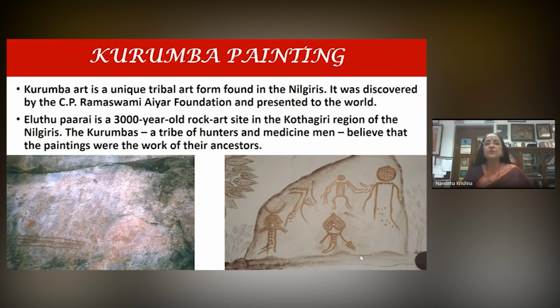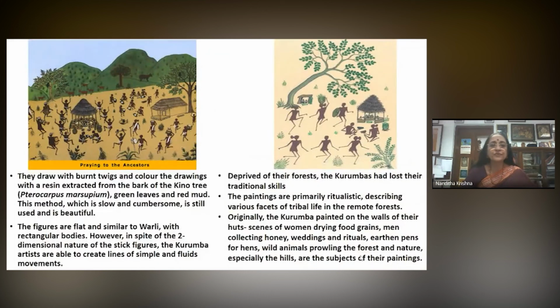What we did was we found it in the Nilgiris, and the Kurumbas believed that the paintings were the work of their ancestors. One day in the year, on the day before their annual festival, they would do it on their huts. So we said, why don't you move out of the huts? So they now do it on paper, and they draw with burnt twigs, color the drawings with a resin extracted from the bark of the kino tree, Pterocarpus marsupium, green leaves and red mud. It's a slow and cumbersome method, but it's still used, and it's beautiful.